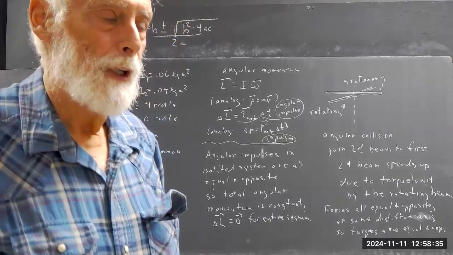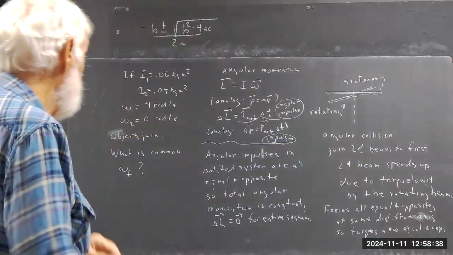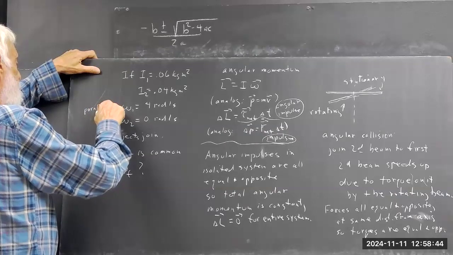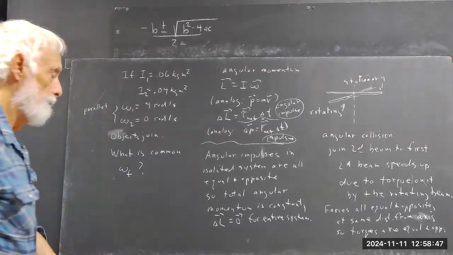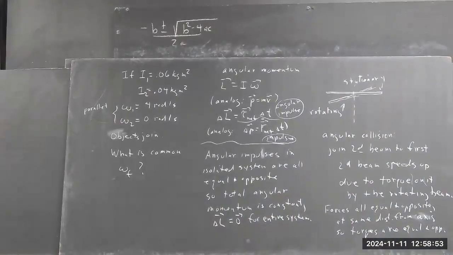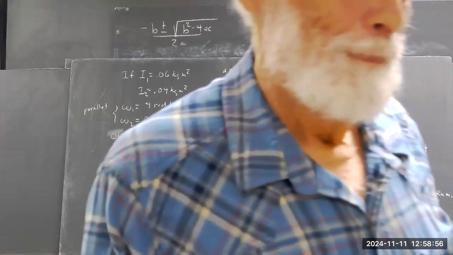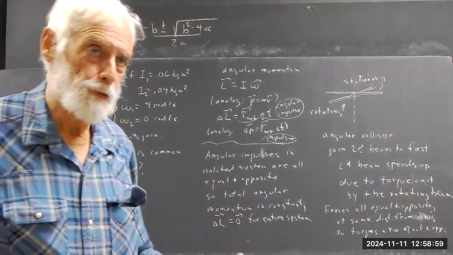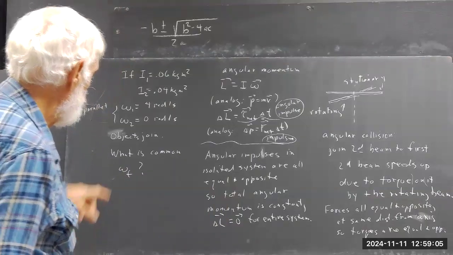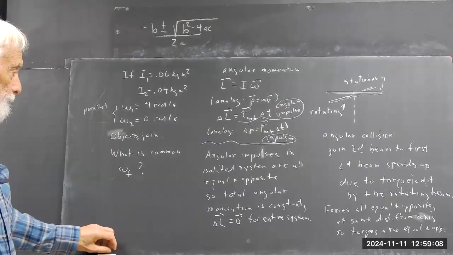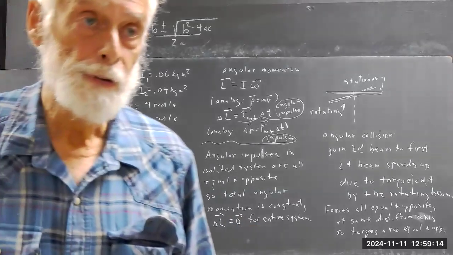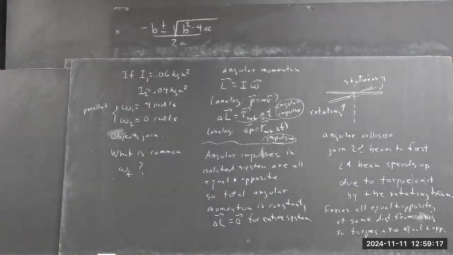Now, implicitly, the angular velocities are parallel. So maybe I ought to say these are parallel. Of course, with zero angular velocity, it really isn't parallel to anything because it doesn't have any. But the beams are going to be parallel, so the angular velocities are going to both have the same direction. So what's the common final angular velocity? The total change in angular momentum is 0. Okay.